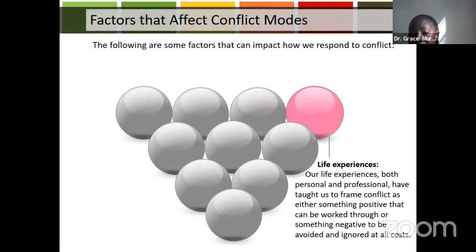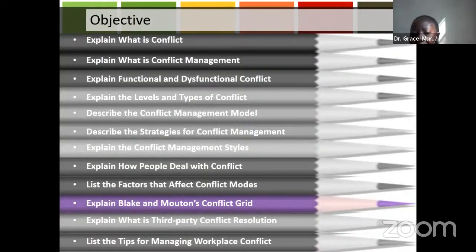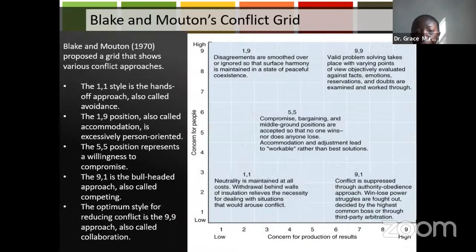Our life experiences, our background, our culture, and the experiences we've gone through really determine how we respond. If you grew up in a place where people sit and discuss their conflicts, then it becomes easy for you to be collaborative. But if you grew up in a situation where the only way is to fight your way, where every disagreement is resolved by fighting, then it becomes very hard to collaborate. So those are the different factors.